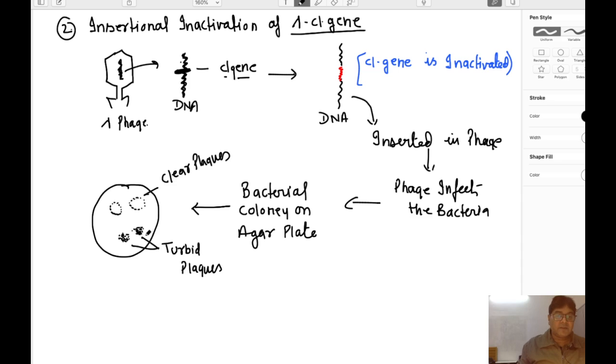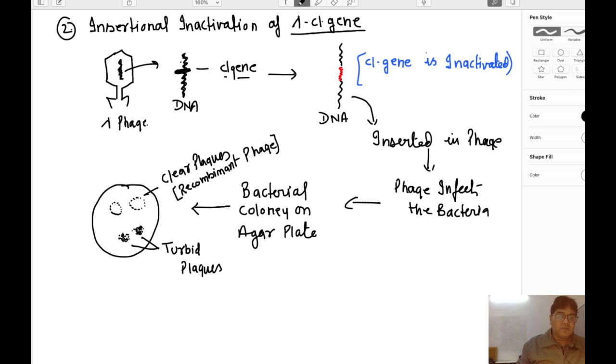The clear plaques and the turbid plaques of the phages in the bacterial colony are because of the CL gene. The clear plaques show recombinants. The recombinant phages are present in the clear plaques. If this gene is disturbed, then the phage morphology in the plaques of the bacterial culture is very clear. That means they have got a very clear-cut morphology.